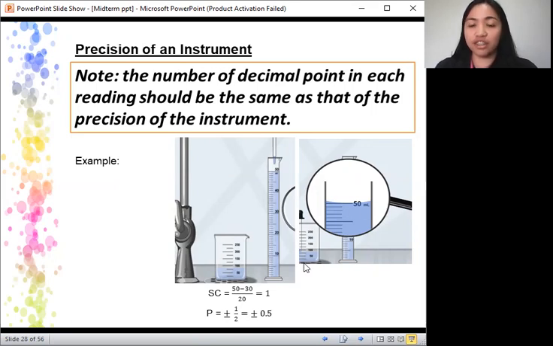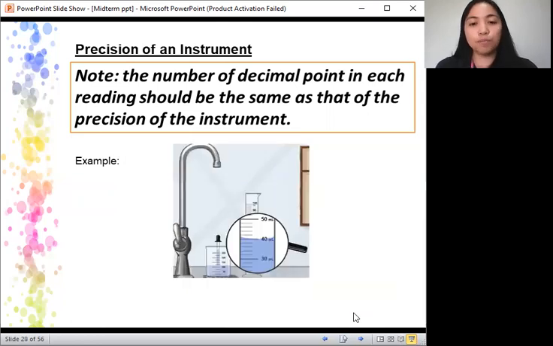So, the reading for this is dili 50.00, but mag-base ka sa imong precision sa imong instrument, and that is 50.0 plus minus 0.5 ml. Next example, for the 100 ml graduated cylinder, pila man iyaha nga precision.